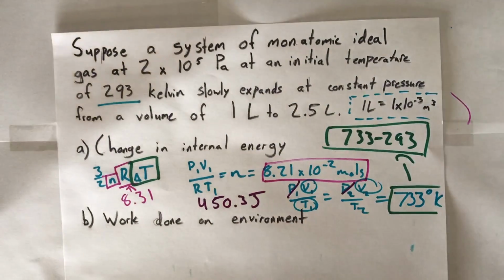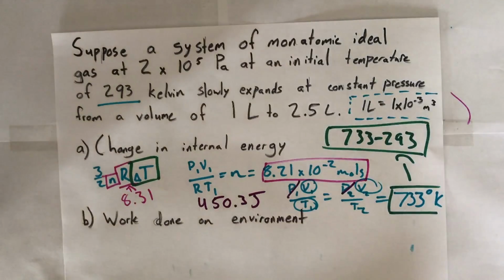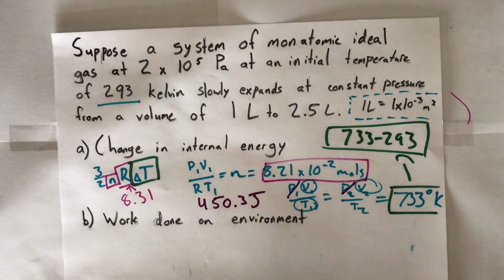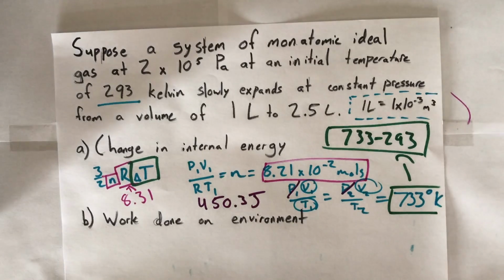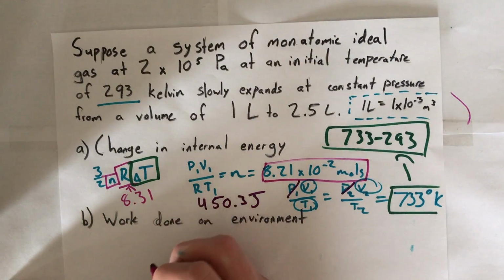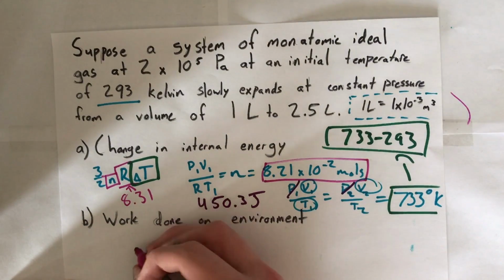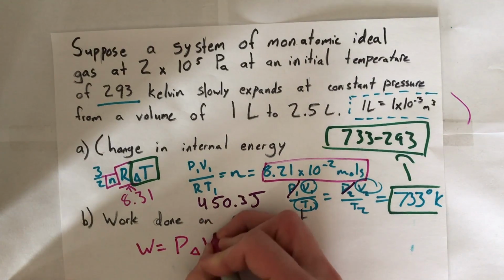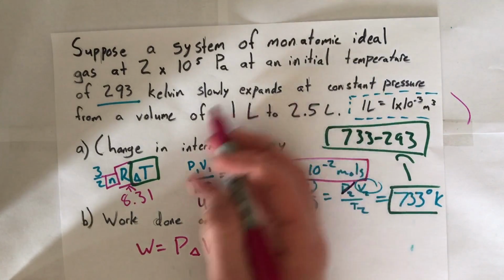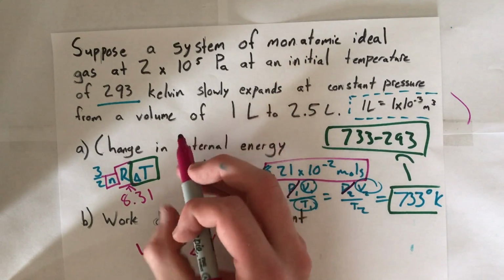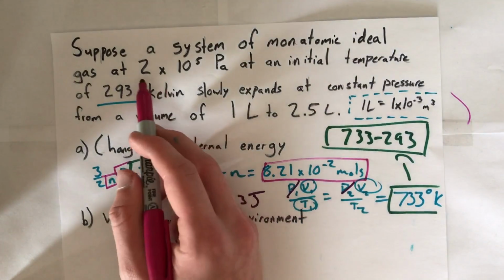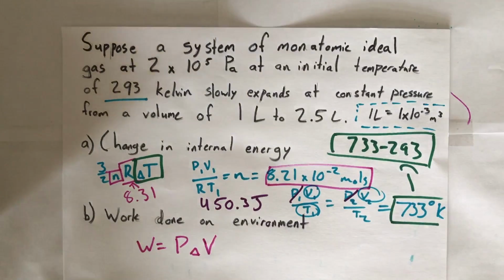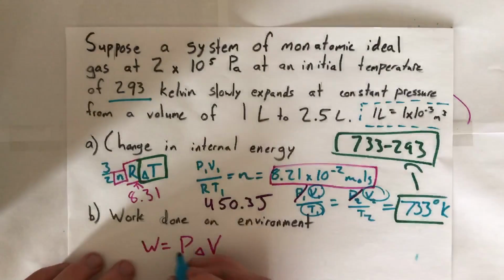And I know it may have been a couple minutes, but this may seem daunting at first. Ultimately, we do know how to do this. Work is very simple for an isobaric process. Work is P, change in V, and lucky for us, we have change in V right there, and our pressure right there. So let's go ahead and make sure you see exactly what's going on.